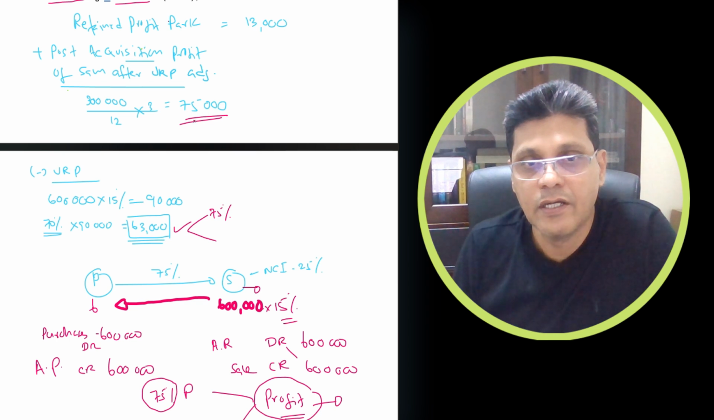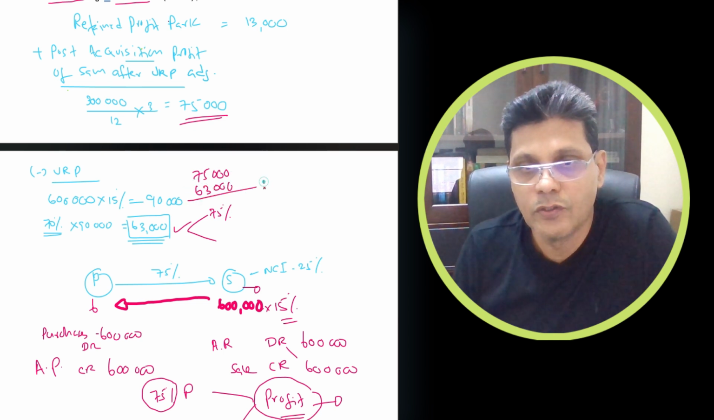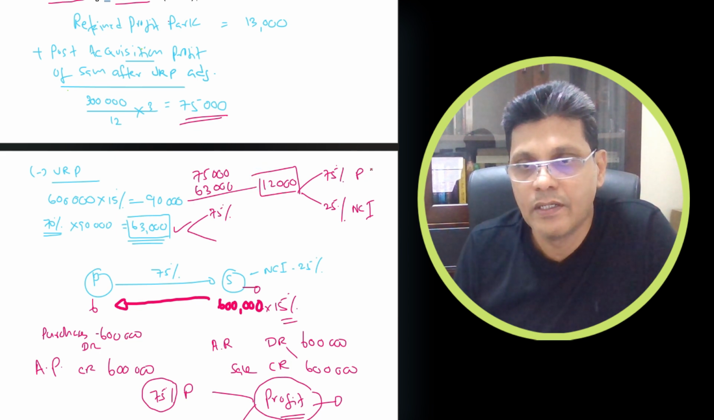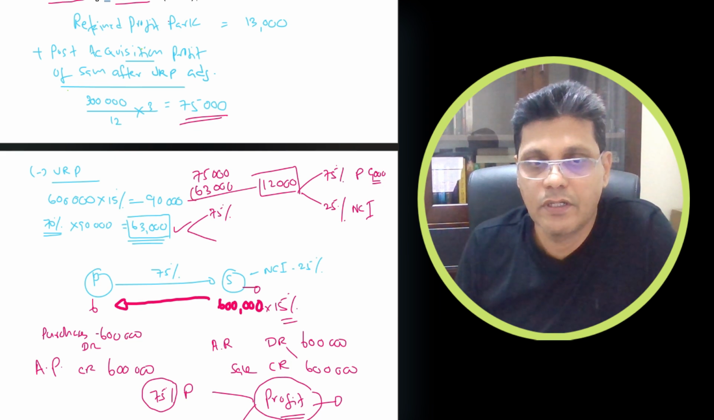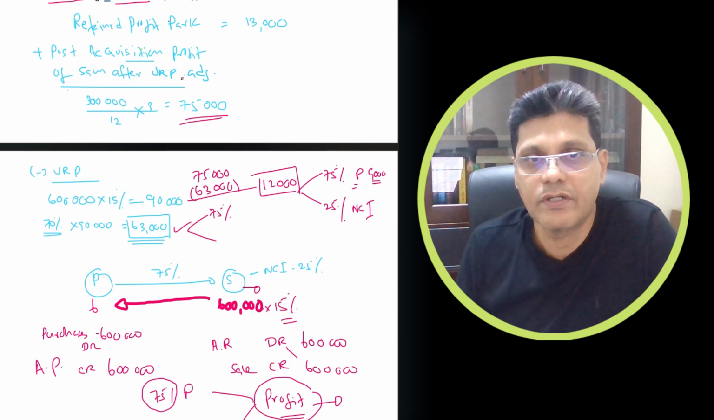So what you can do is from this 75,000, which is the profit earned during this 3 months period, we need to eliminate the unrealized profit of 63,000, which leaves 12,000. This 12,000 has to be shared 75% to the parent Park, 25% to non-controlling interest. So 75% of 12,000 is going to be 9,000. 9,000 is the post acquisition profit of Sam after unrealized profit adjustment.